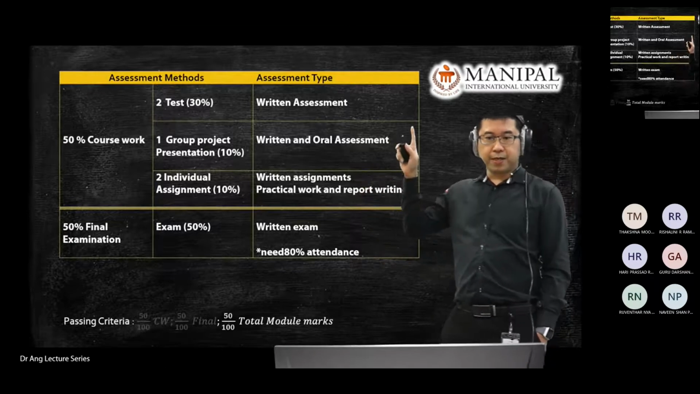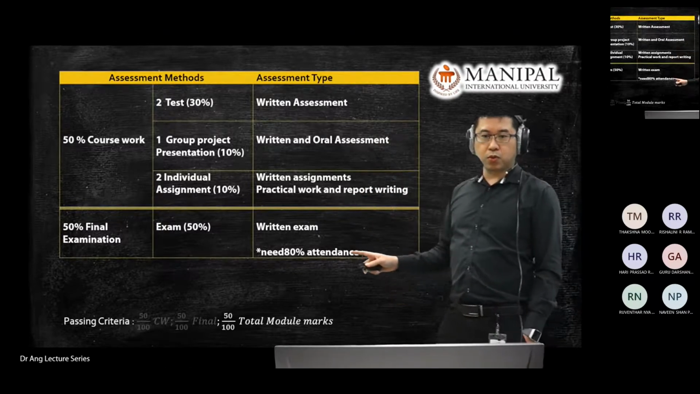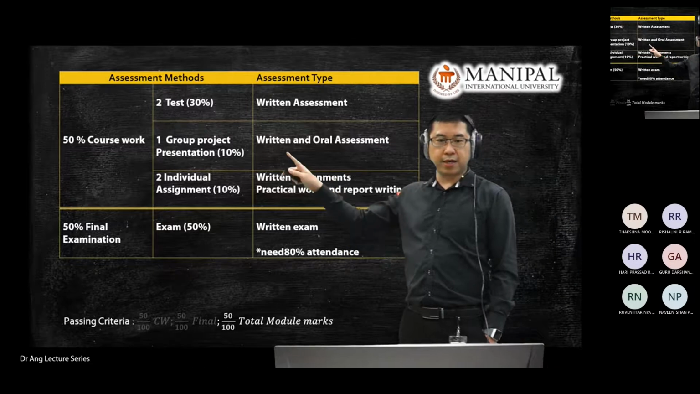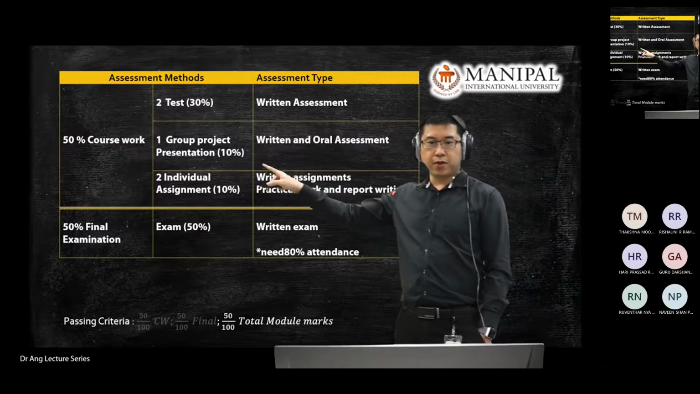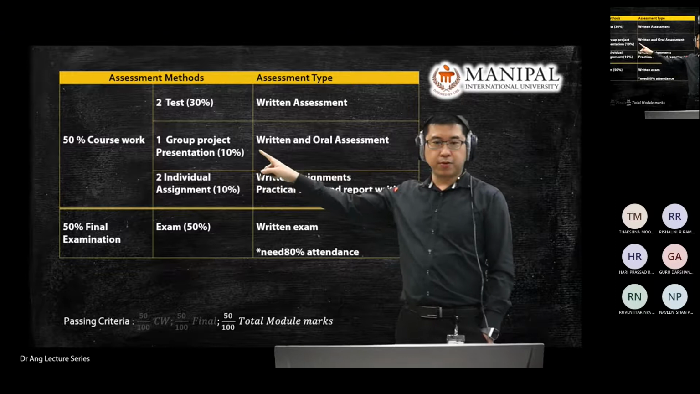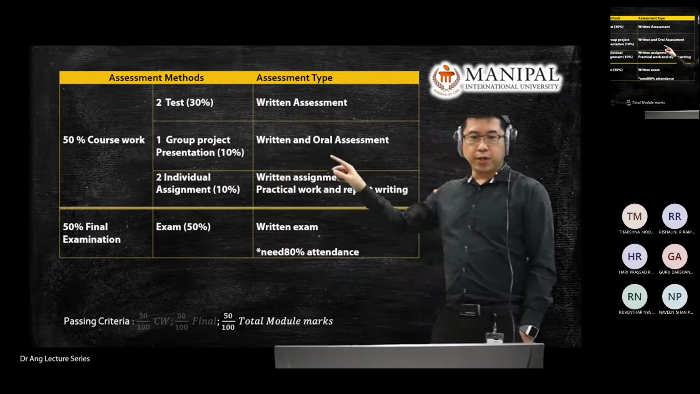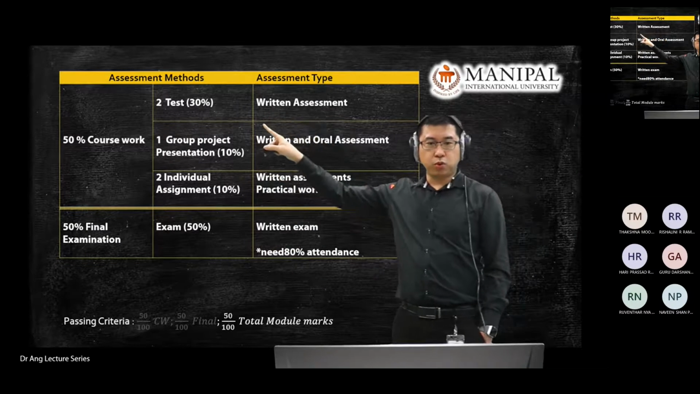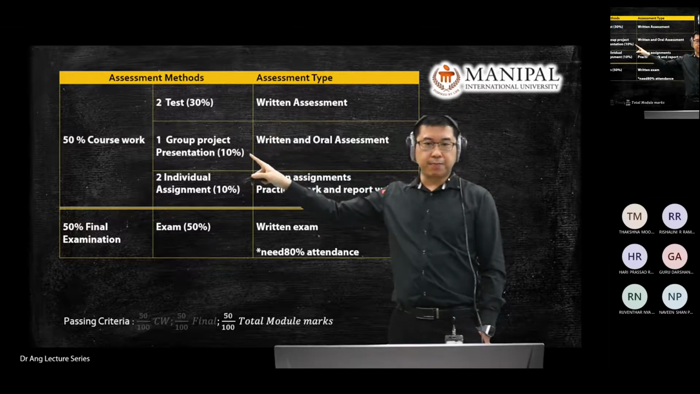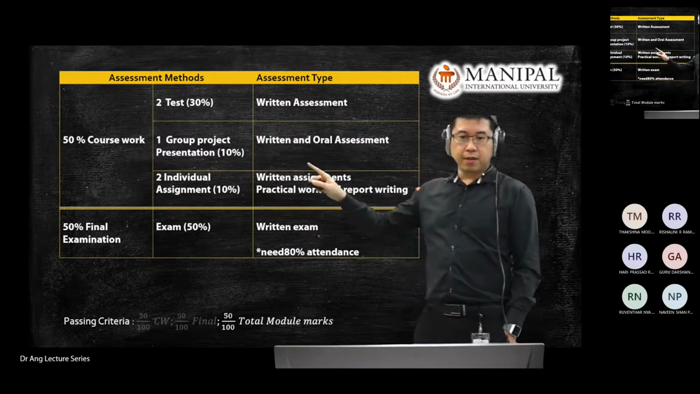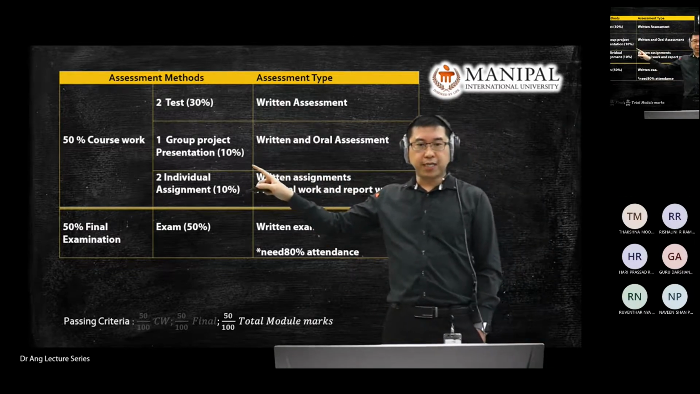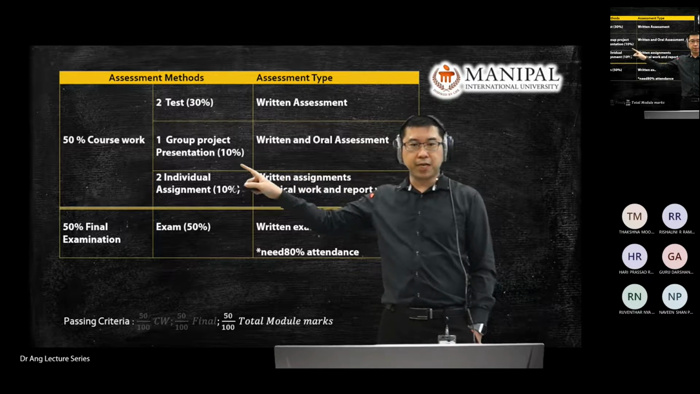This table is important for you to get a good mark, a good grade. This module has two big components: 50% coursework and 50% final exam. Under coursework, you have two tests at 30%, so each test will be 15%. And you have a group project presentation, 10%. In this module, the maximum number of members per group project will be 2.